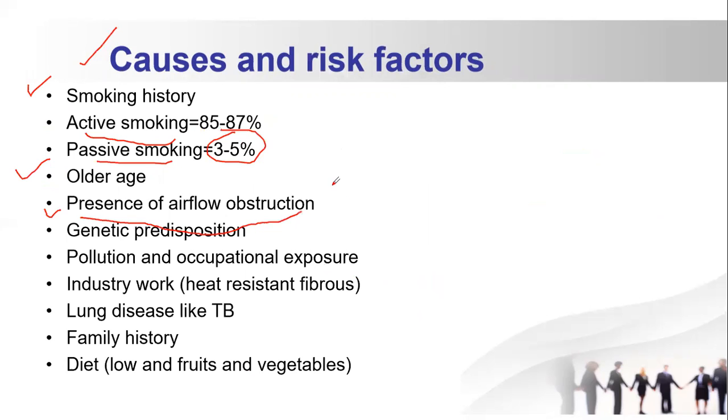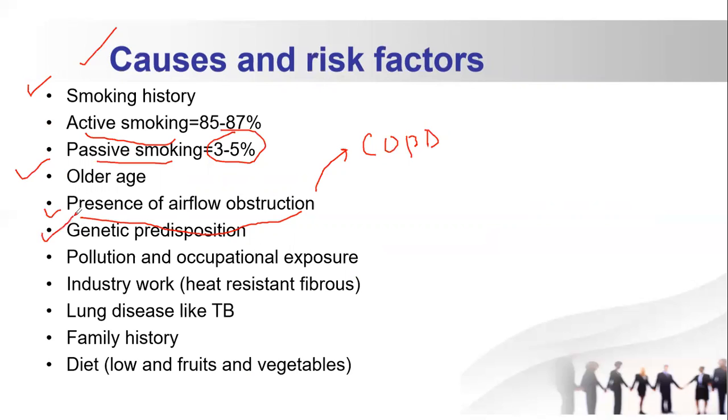That is, if we give reference to chronic obstructive pulmonary disease, that is COPD, that includes two major diseases like chronic bronchitis and emphysema. So chronic obstructive pulmonary disease is also one of the risk factors for cancer.